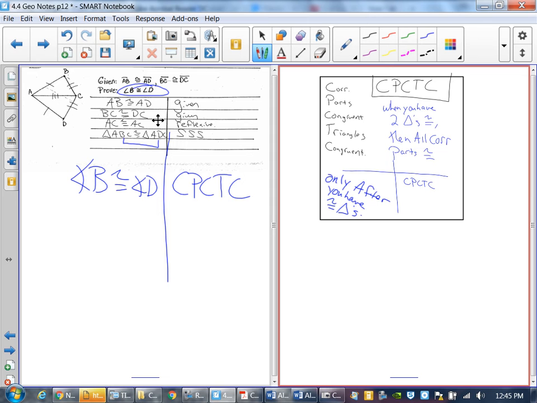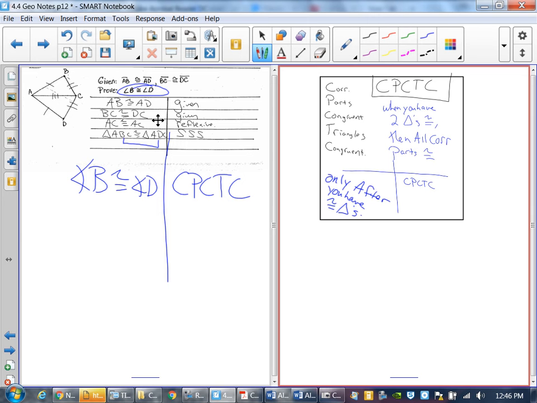Only after. You cannot do it before. Okay? And that's all. It's very, very easy to work with. So let's look at the second one. The second one is the goofy one on there because you have parallel lines.